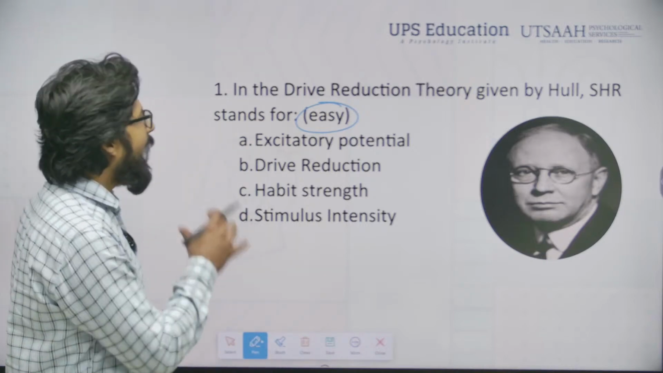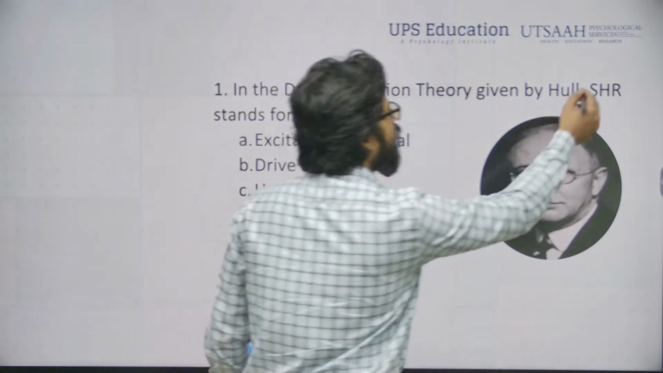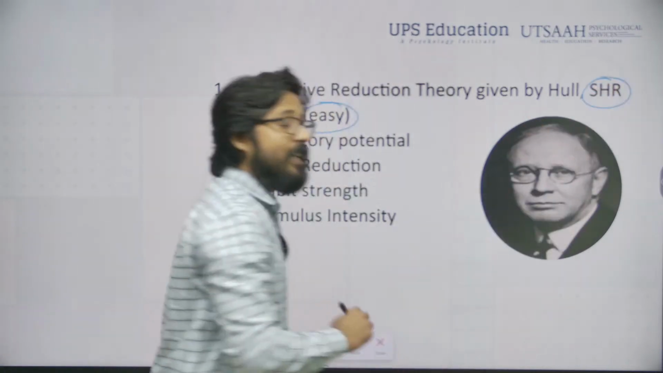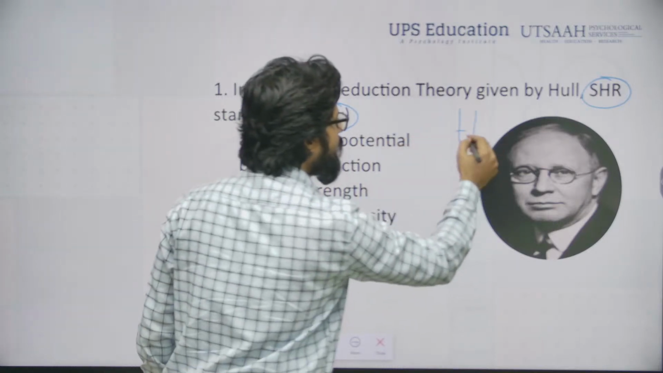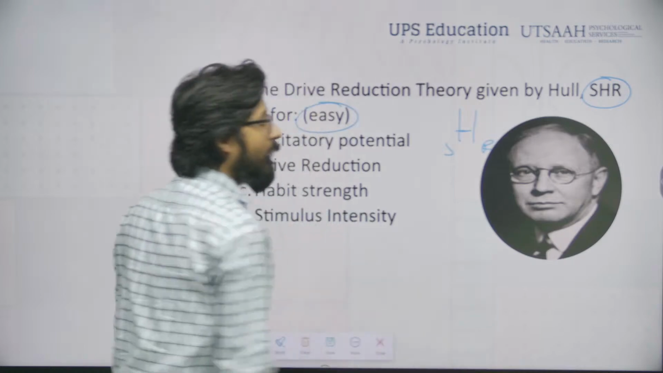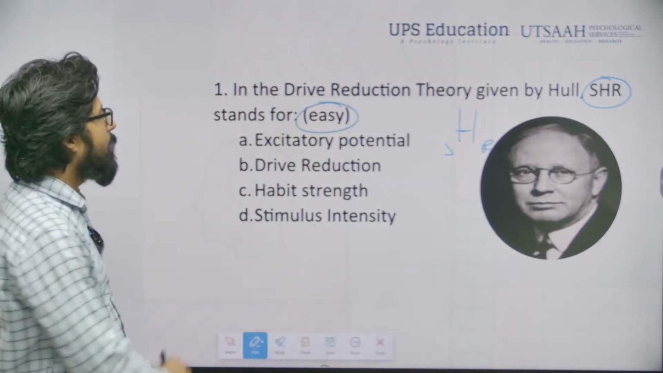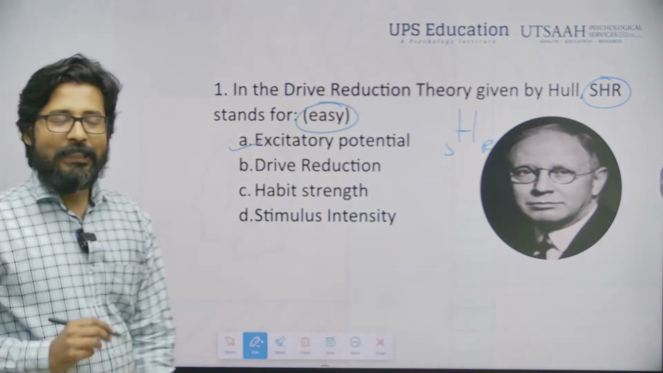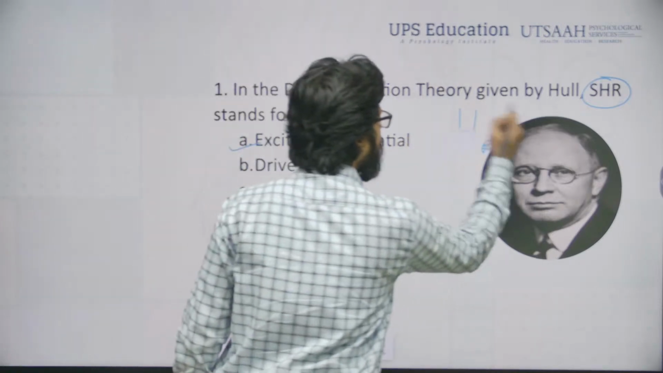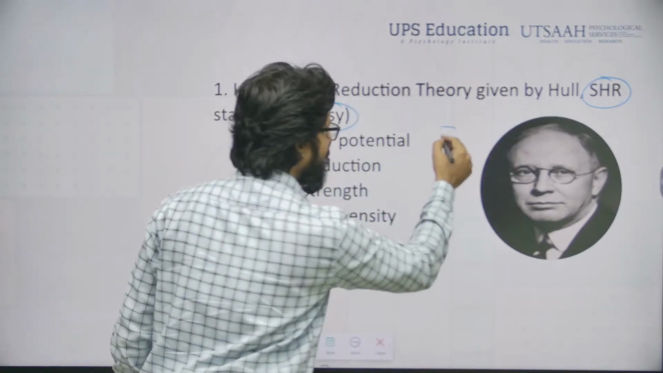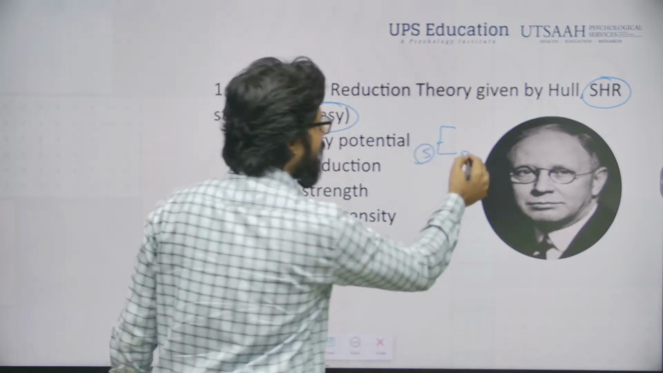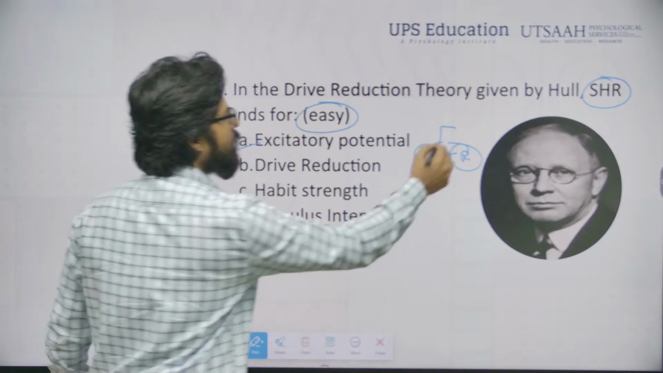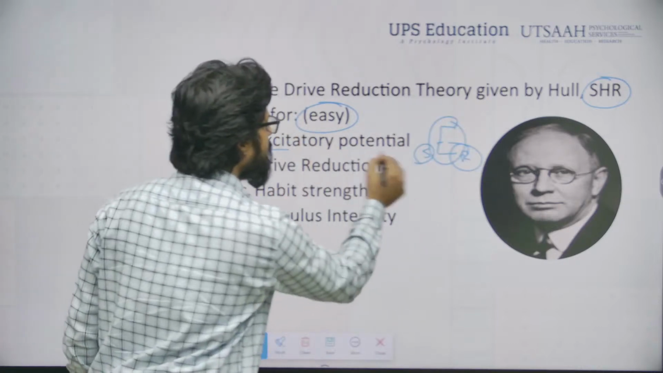Here we have to identify HSR, that means which term we can relate to HSR. We all are aware when we talk about excitatory potential, this is ESR. Excitatory potential is known as ESR. This S is stimulus and this R is response. So E is excitatory potential.